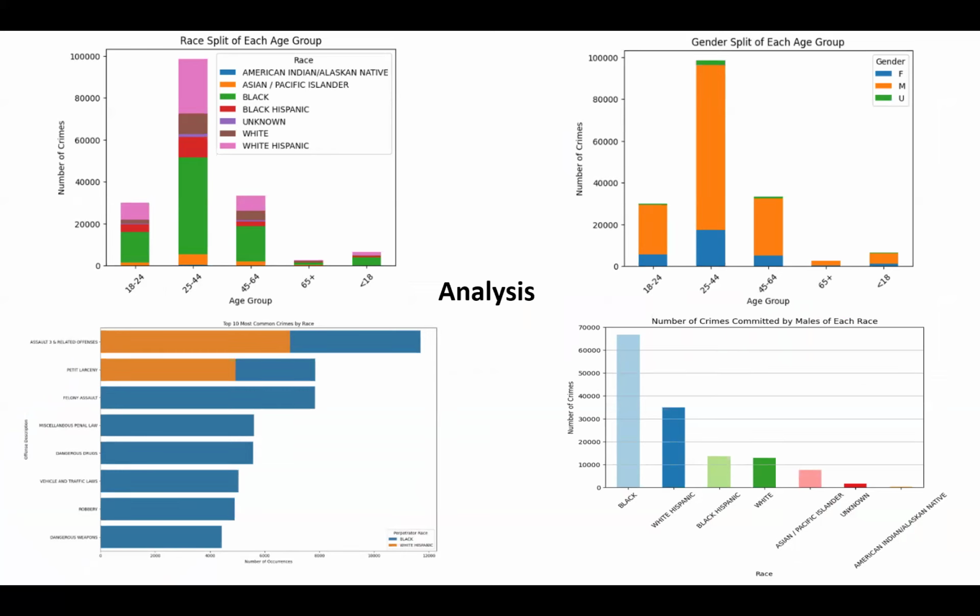Next, in order to have a clearer view of the analysis, we have segregated the data based on age group with the number of cases, based on race, and also based on the males of each race. Can you please provide that?